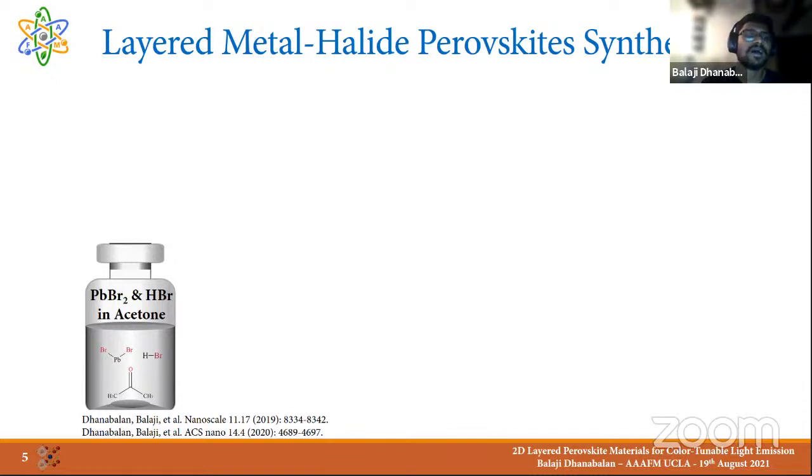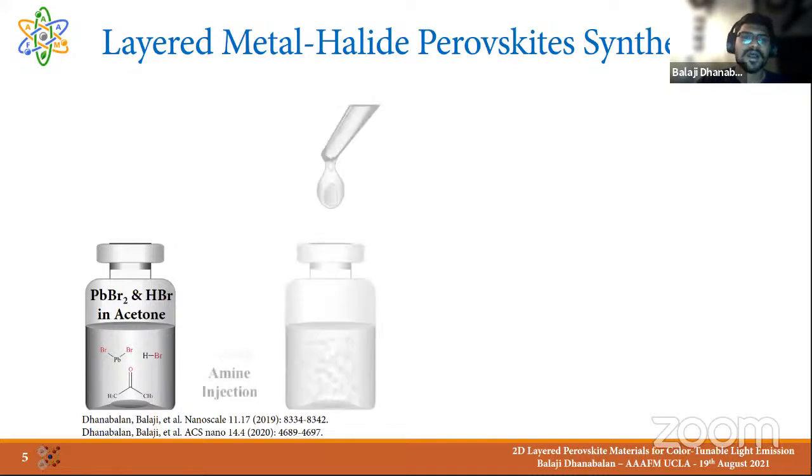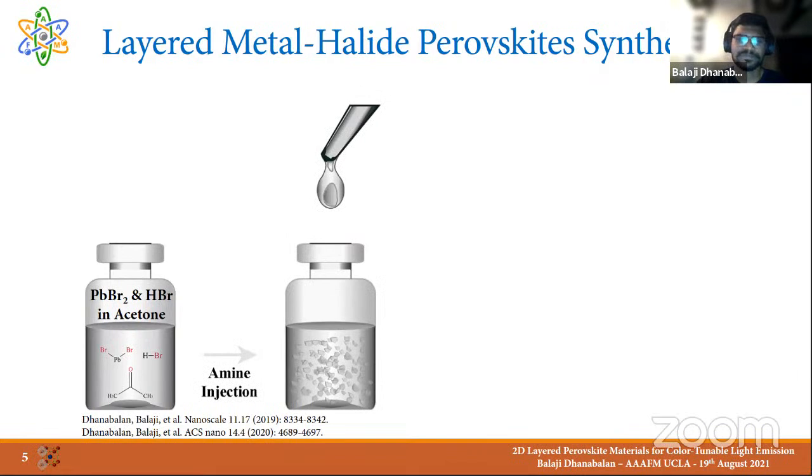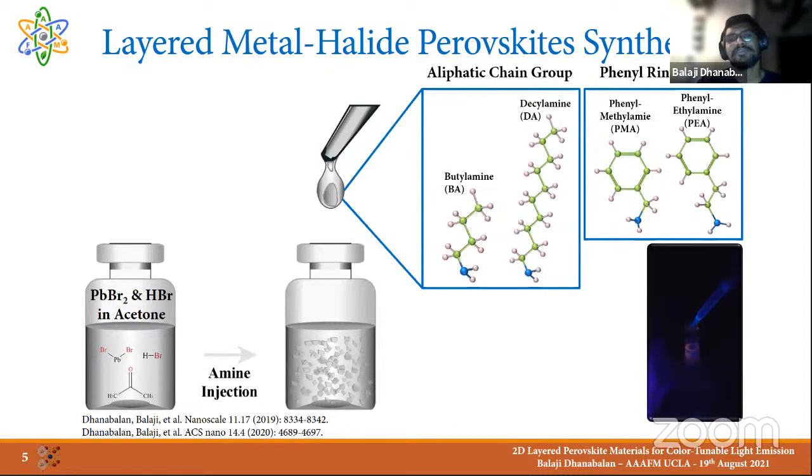For example, we were just dissolving this lead bromide and the hydrobromic acid in acetone. And after this step, we just inject the amine, which acts as a spacer cation. Typically, at that time when I was working in 2019, the typical molecules were the butylammonium, decylammonium, which belong to the aliphatic chain group, or the phenylethylammonium or phenethylammonium, which belong to the phenyl ring group.